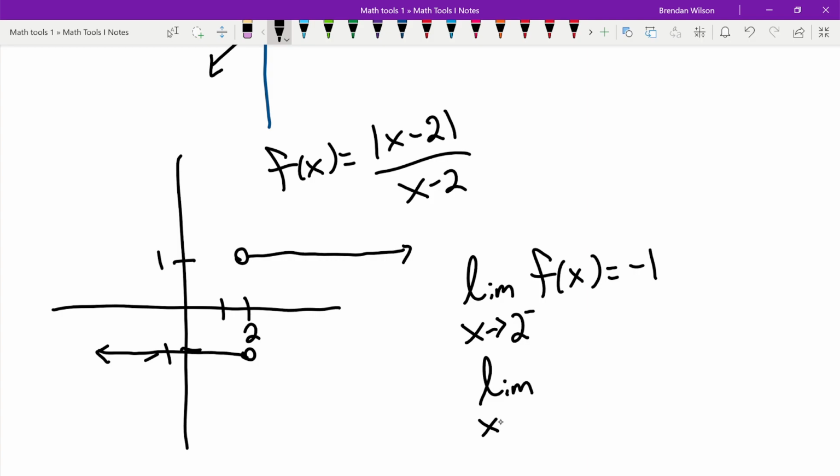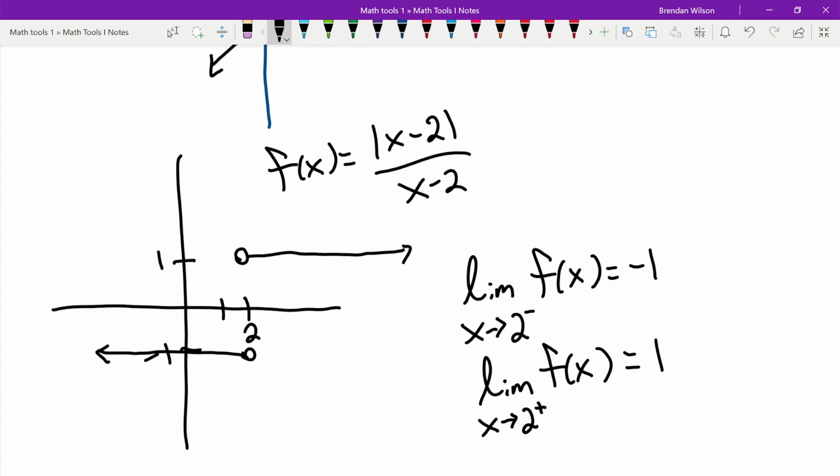And then the limit as x approaches 2 from the right side, we use a positive sign, a plus sign, to signify from the right side. The limit as x approaches 2 from the right side then is going to be positive 1.